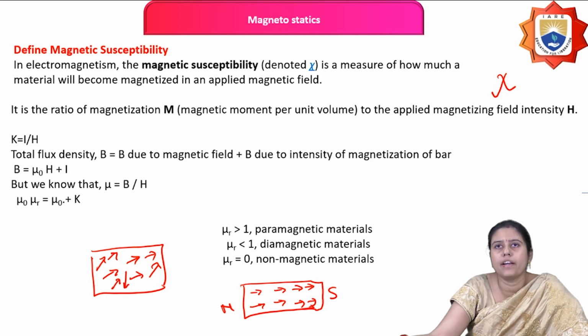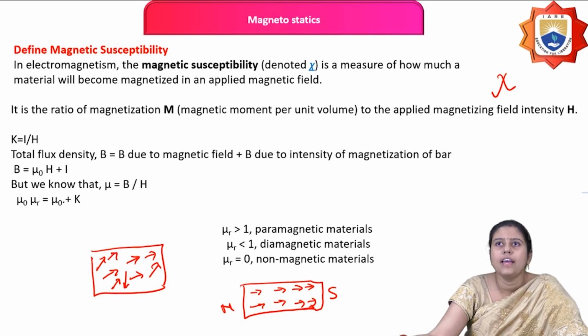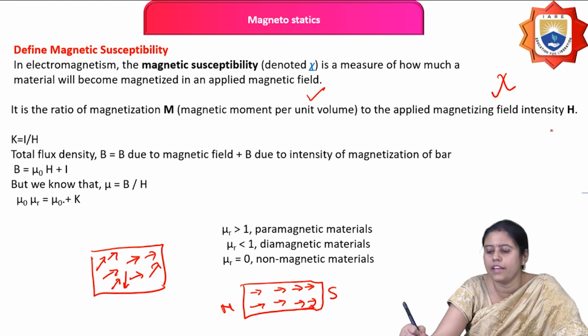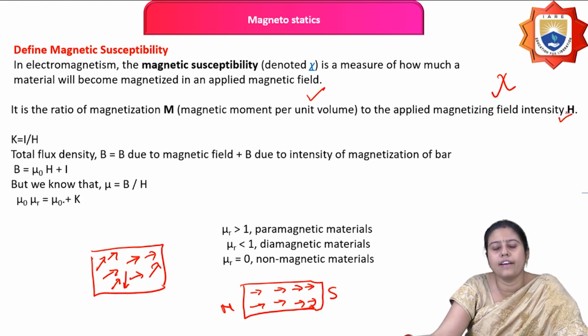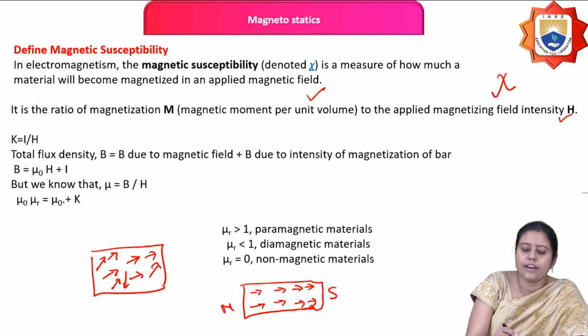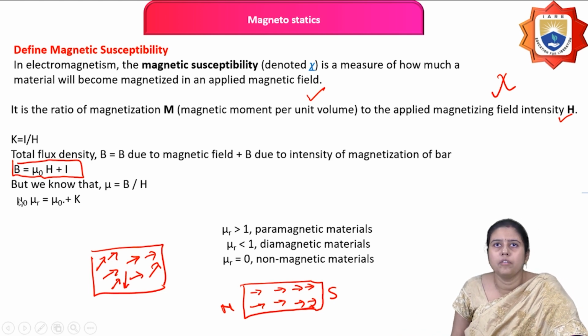So in electromagnetism, magnetic susceptibility is a measure of how much a material will become magnetized in an applied magnetic field. It is the ratio of magnetization M to the applied magnetizing field H. So we can write K is equal to I by H. Total flux density B is equal to B due to the magnetic field plus B due to the intensity of magnetization. So we can write B is equal to mu naught H plus I.